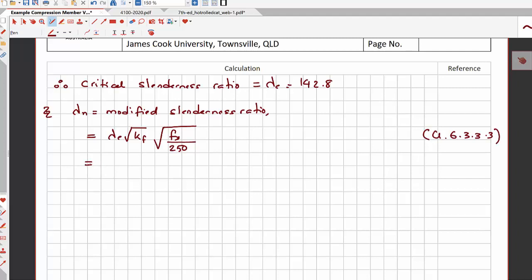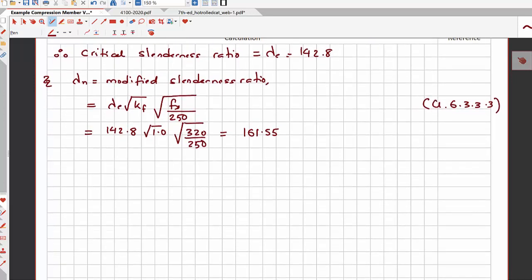So plugging in the values, KF is 1.0, FY is 320. So that will give us 161.55 slenderness ratio. Now this is the slenderness ratio we'll use to find the alpha C factor.